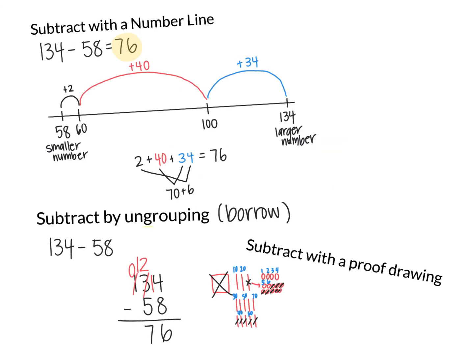Today we learned 3 different strategies. We learned how to use an open number line to make jumps to find out the difference between 2 numbers. We learned about subtraction by ungrouping and how to ungroup numbers in the tens and the hundreds so that you can subtract when the bigger number's on the bottom. We also used to subtract with a proof drawing where you draw a place value drawing and then subtract and use ungrouping in that way. Hopefully you found a strategy that works great for you.